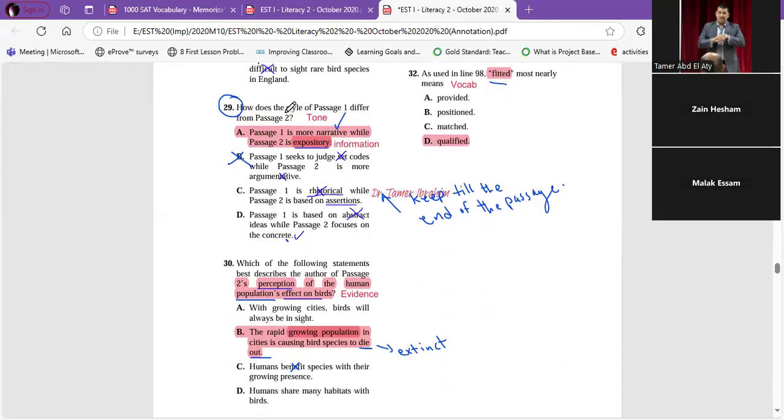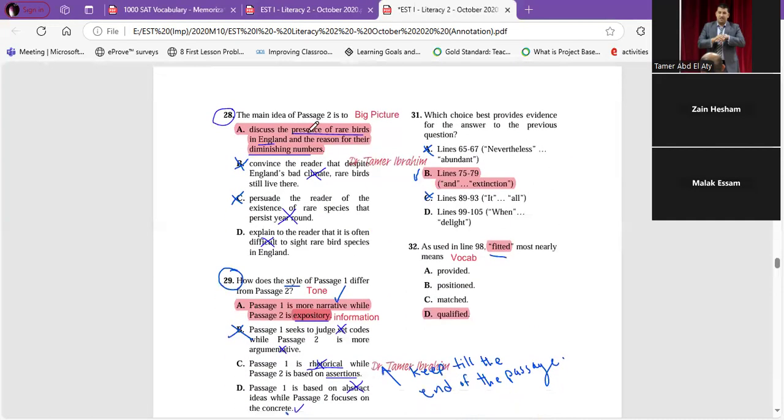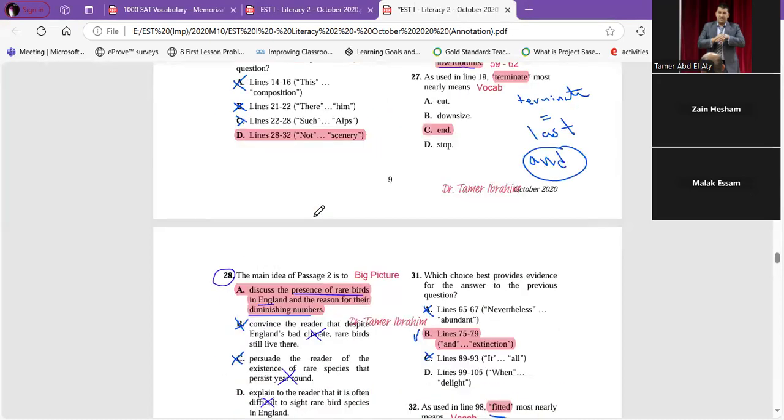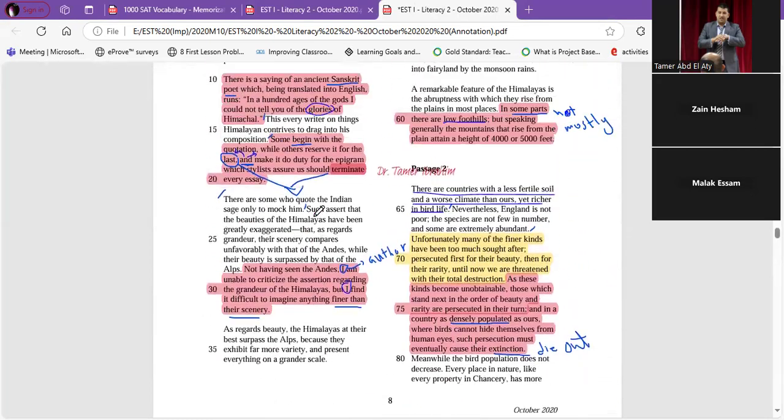How does the style of passage 1 differ from passage 2? Wait, I can deal with this question as big picture. Again? Yes. And actually, I read the big picture for passage 2 here. Let's read for passage 1. So you're going to read the first sentence, last sentence of the first paragraph, and first sentence and last sentence of the last paragraph. Okay, I'm going to do that.